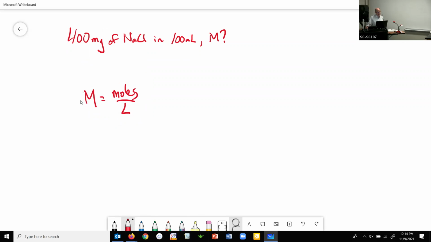We're trying to find molarity. It's moles per liter. We're given the volume, so we've got that. That's pretty straightforward. We've got the number of grams, and we can get to moles using the periodic table. So we have both pieces of information, but they both need a little converting before we get there.